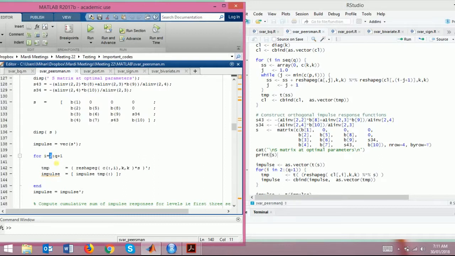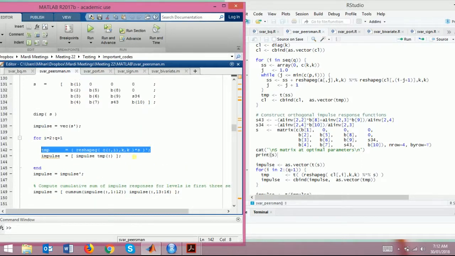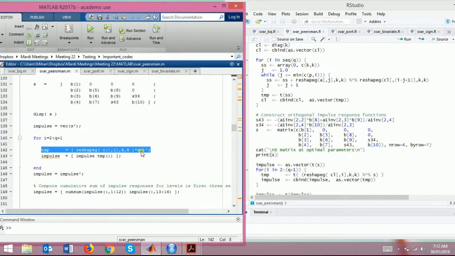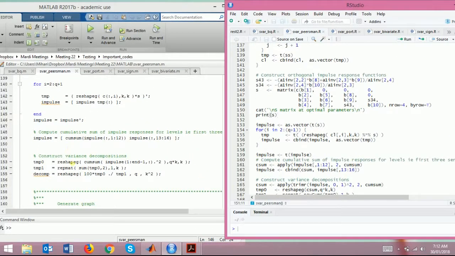So I equals 1 to q or 2 to q plus 1. That's all. Sorry, I equals 0 to h minus 1. Yeah, 0 is 1 to q or 2 to q plus 1. Right, correct. But 2 to q plus 1 is what we use. So impulse is simply, again, we took the elements C and that is reshaped, and we multiplied that with S, psi I S, or in other words, psi h minus 1 S. And we have the impulse response function created for us.